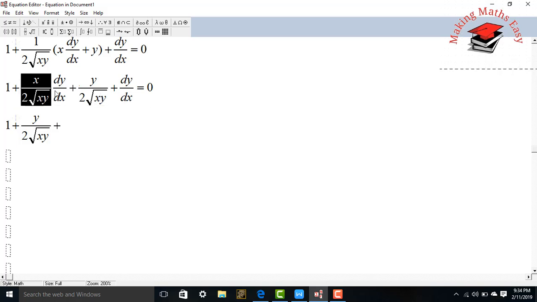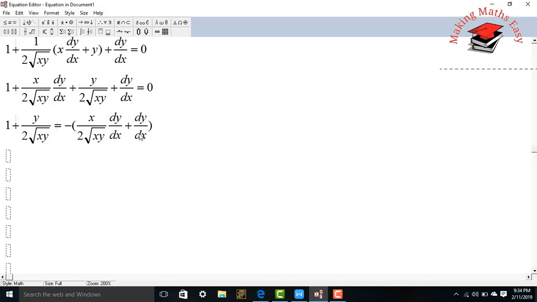Similarly, these terms I have to take on one side. After taking this on the right hand side, it will become negative in this case, because I am taking this particular function on the right hand side. So after taking it on the right hand side, it will be negative. So minus of, make a bracket and write x divided by 2 square root of xy dy by dx plus dy by dx, and then close the bracket.